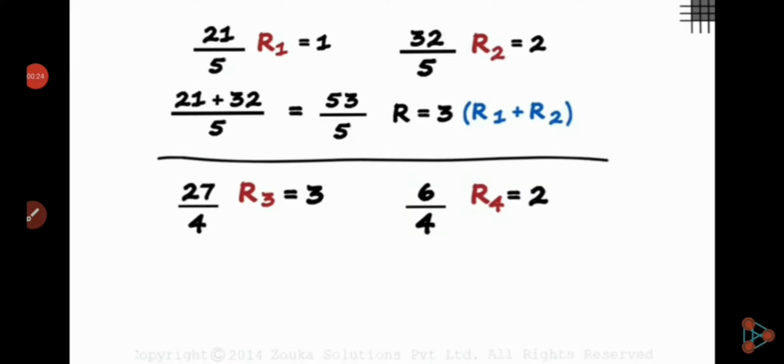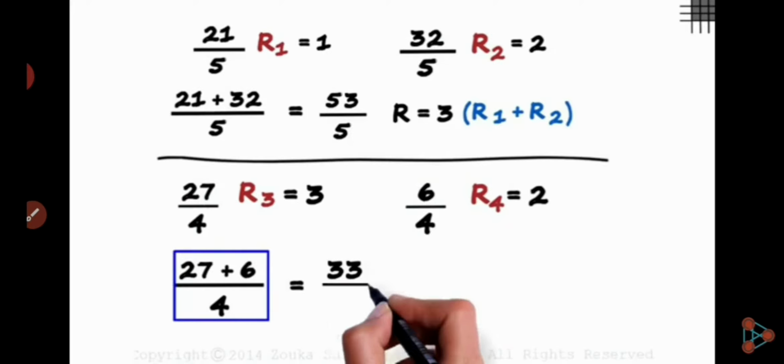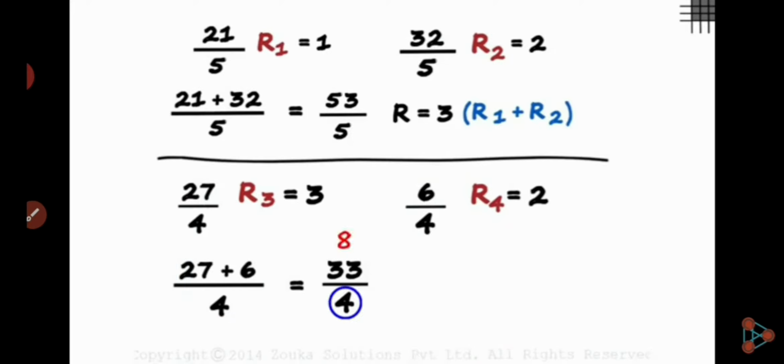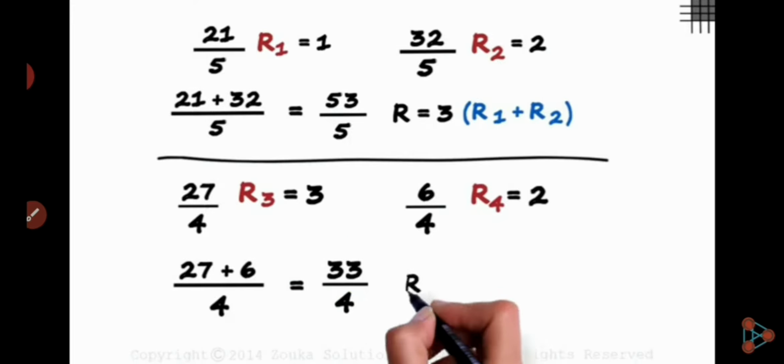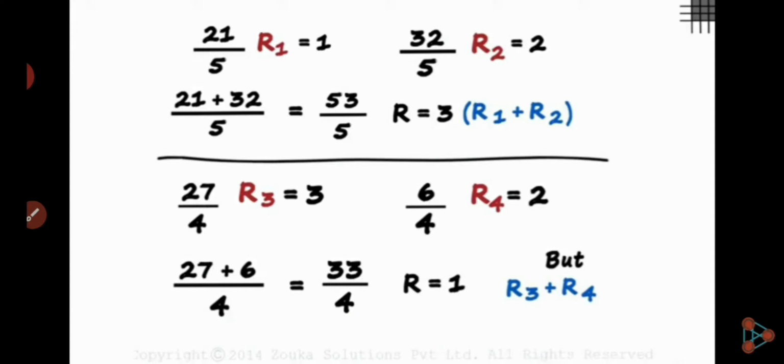27 upon 4, so the remainder is 3. 6 upon 4, so the remainder is 2. Now add 27 plus 6 upon 4, then what do we get? We get 33 upon 4. And the remainder will be 1. Why? R3 plus R4 is equal to 5, but our answer remainder is 1.